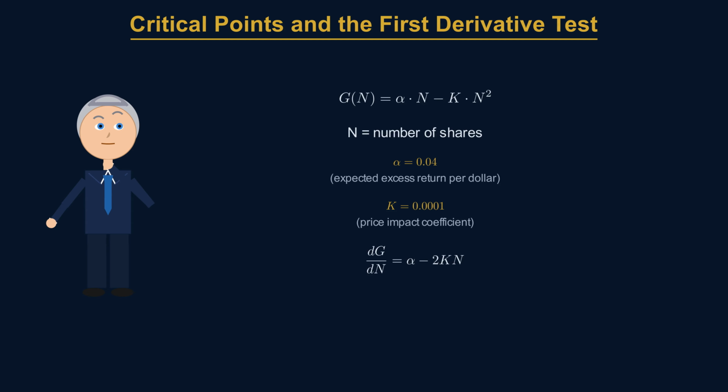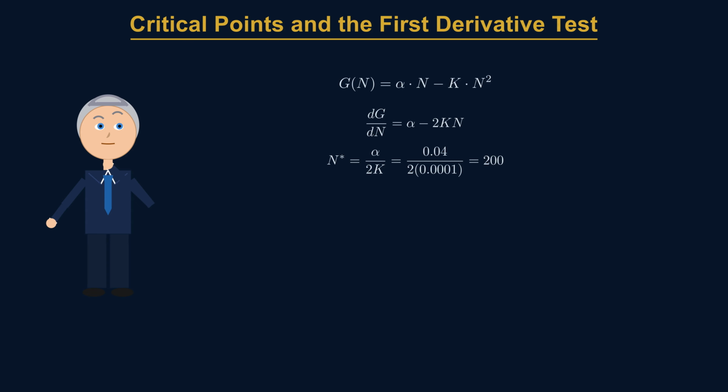He differentiates, by the power rule, dg over dn equals alpha minus 2kn. Setting that equal to 0, n star equals alpha over 2k. Plugging in the numbers, the optimal number of shares to purchase is 200. He confirms with the first derivative test. At n equals 199, dg over dn is positive, and at n equals 201, it's negative. The derivative crosses from positive to negative at 200, so 200 is a local maximum.